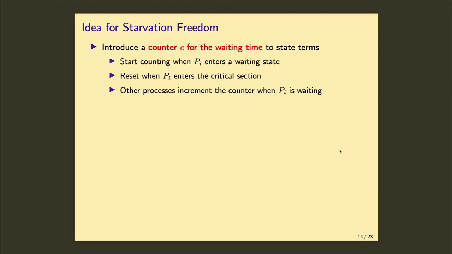So the idea to verify starvation freedom is to introduce a counter representing the waiting time. And we consider the starvation freedom of one process, Pi. The counter starts counting when Pi enters a waiting state, and is reset when Pi enters the critical section. And other processes increment the counter when Pi is waiting. And Cmax is an upper limit for the counter given by the user, and the states with C greater than Cmax are considered error states.